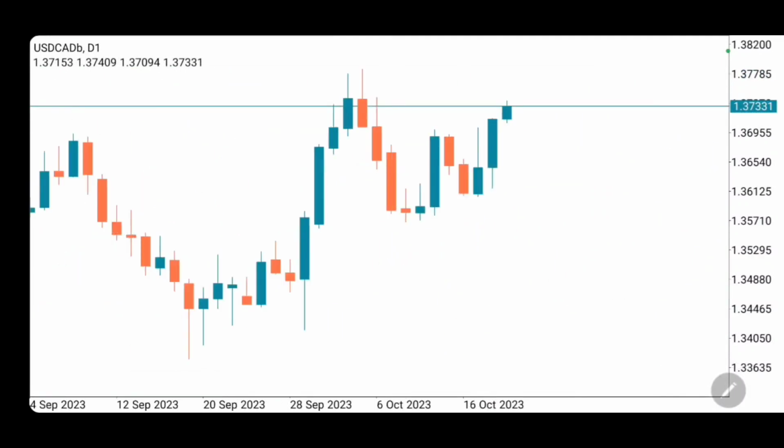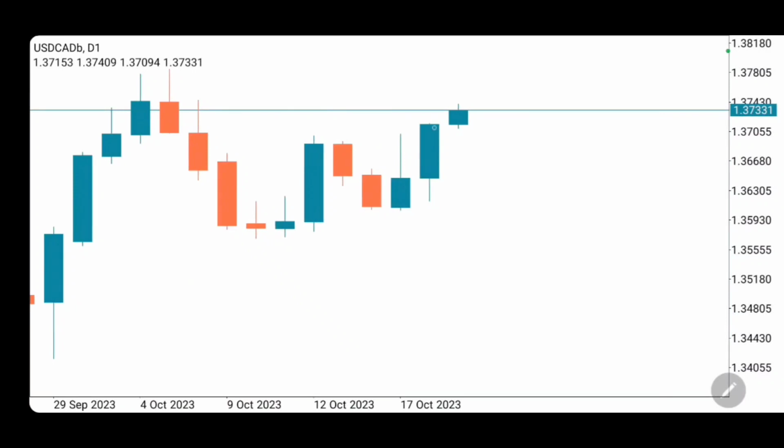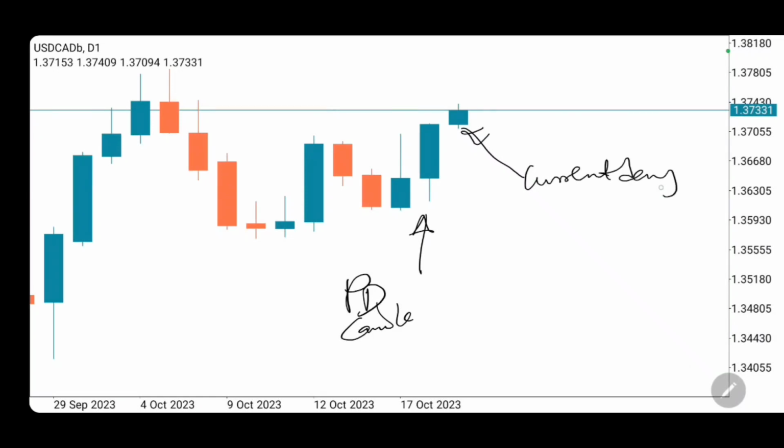All right, like you can see now, we are having a break. This is our previous day candle for the daily time frame. This is our current day candle on USD CAD. By the time I'll be posting this video, this candle may have closed either higher or lower, who knows. So this is a previous day candle, high broken.